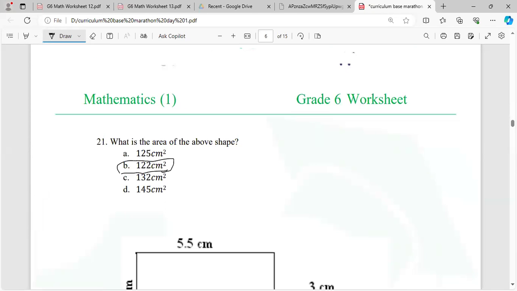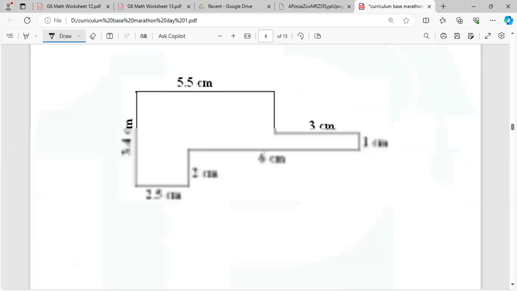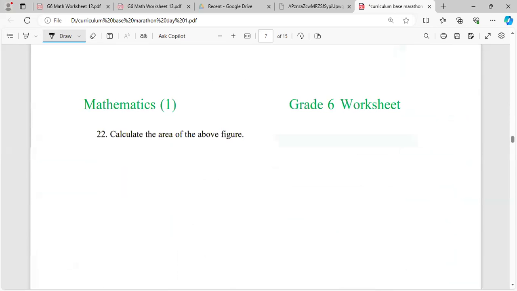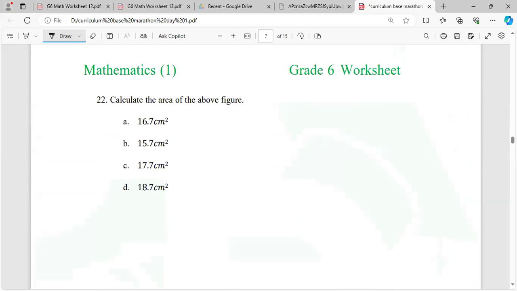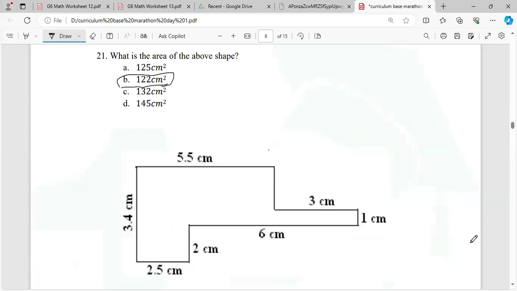So that's one more. Let me see what they ask. It's going to be an irregular shape. Calculate the area of the shape above. So guys, this one seems like fun. Why is it so fuzzy? Three shapes you have to make. How am I going to do that?